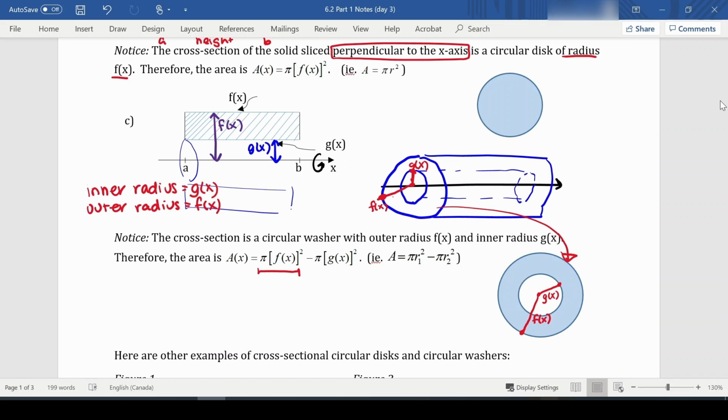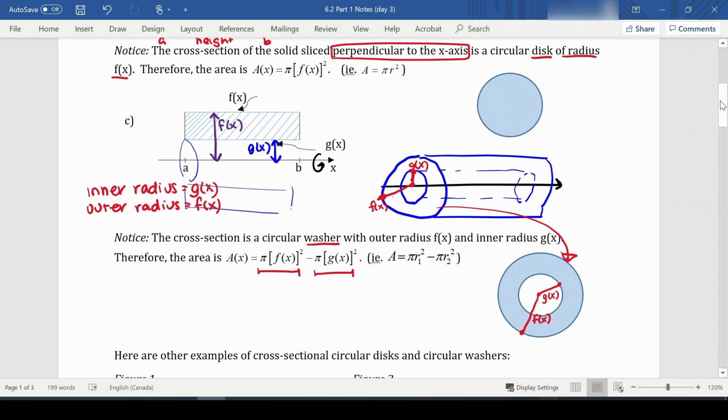Area of the outer circle would be pi r squared, where r is f of x, or pi f of x squared. Your inner circle is going to be the area of your white circle in the picture here, which is pi times g of x squared. So your total area is the outer circle minus the inner circle. And again, these are perpendicular to our x-axis. These are called washers. So the cross section is a circular washer. The other ones were called discs.